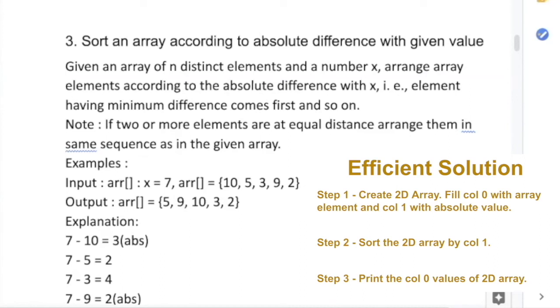Try to maintain a mapping between the absolute difference and the actual elements. Sort on the basis of the absolute difference, and accordingly change the position of the actual elements also. When the absolute difference is sorted, the array you get of the actual elements will be your answer. Right. So this is what you have to do in this one.